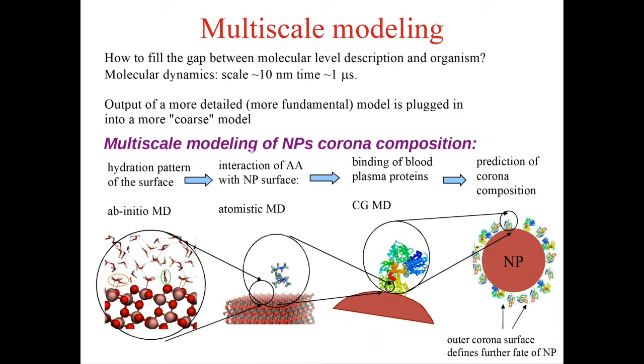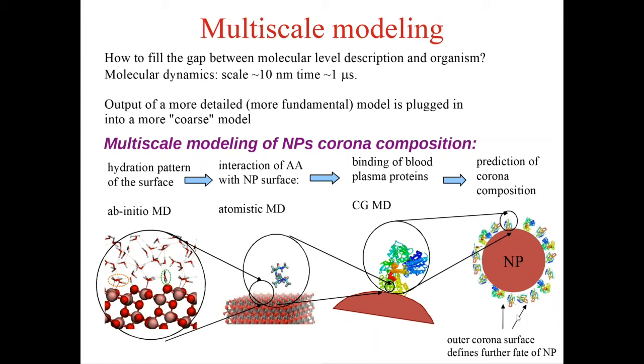This is an example of how we do multiscale modeling of nanoparticle corona composition. We did the whole chain of these models, starting from ab initio modeling of the titanium oxide surface, considering reactivity and the formation of the hydration pattern. Then we use this information to study interactions of individual amino acids with the titanium surface, using data on the structure of the titanium surface and also hydroxylation, and also force field parameters. Then we use the data obtained for individual amino acids to parameterize a coarse-grained model, and then we can predict how proteins will interact with the nanomaterial, and then go to an even more coarse-grained model when you consider many proteins and how they form the protein corona.